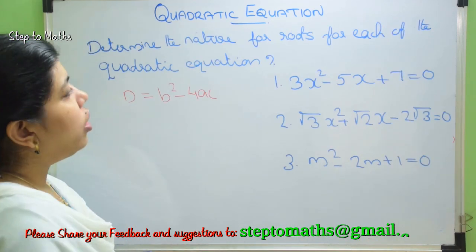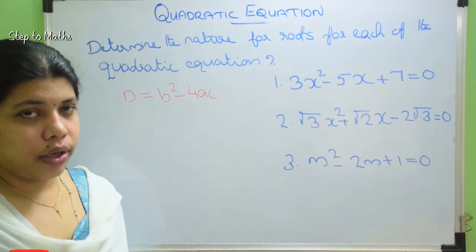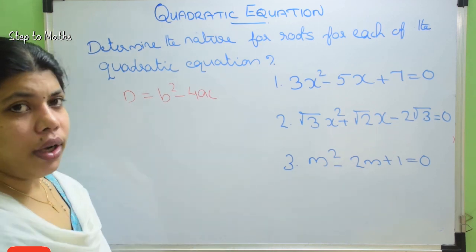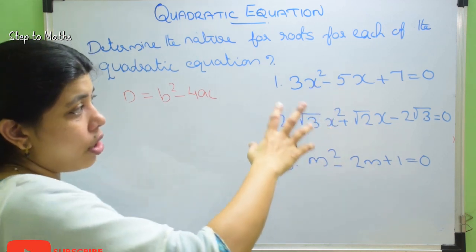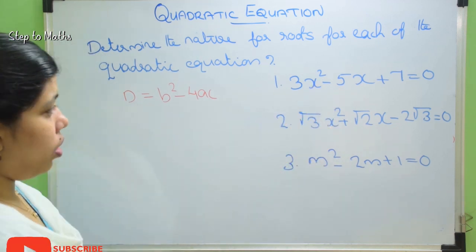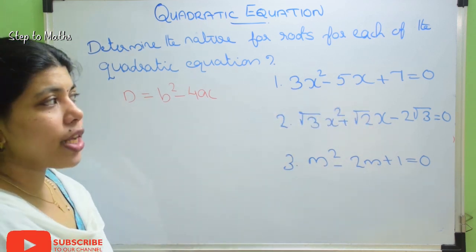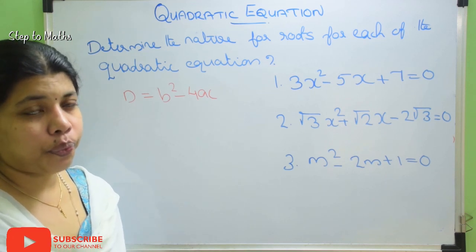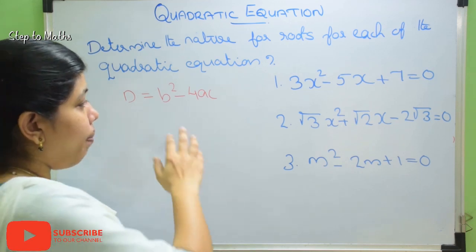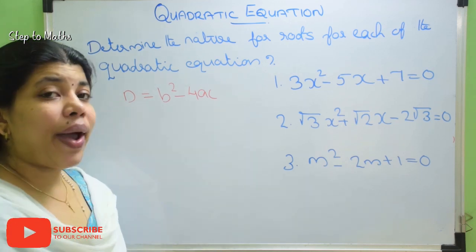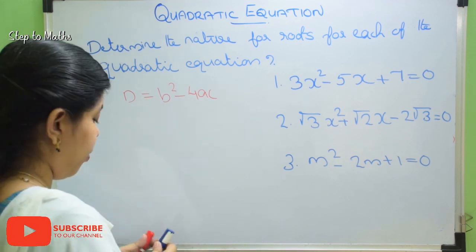Our next question: determine the nature of roots of each of the quadratic equations. Three quadratic equations are given. Take the first quadratic equation, 3x square minus 5x plus 7 equal to 0. We know that the value of the discriminant, b square minus 4ac, determines the nature of roots of a quadratic equation.